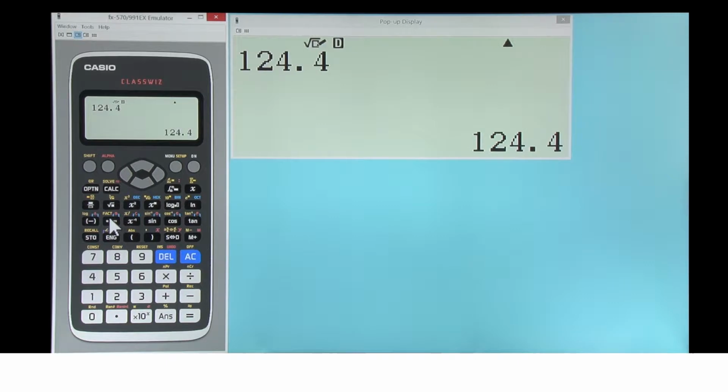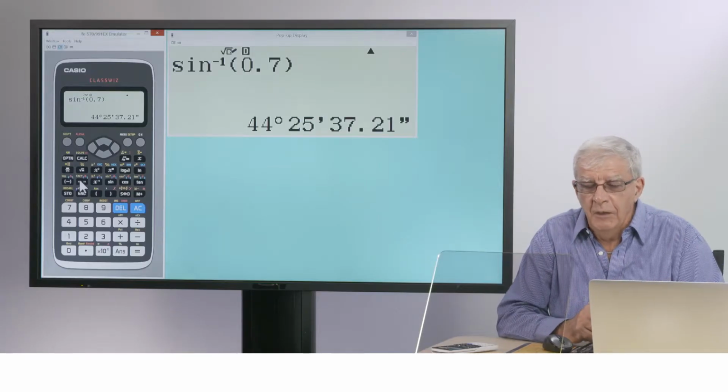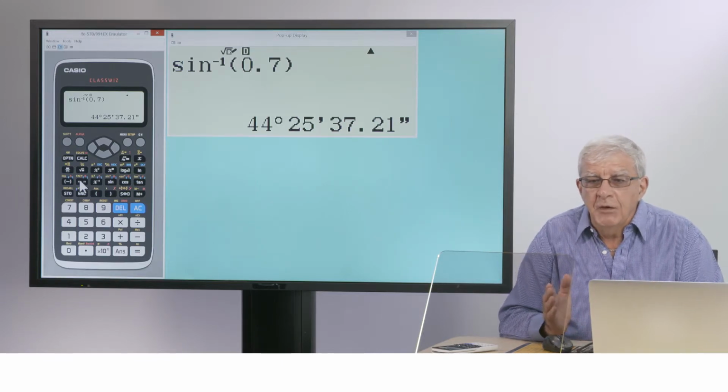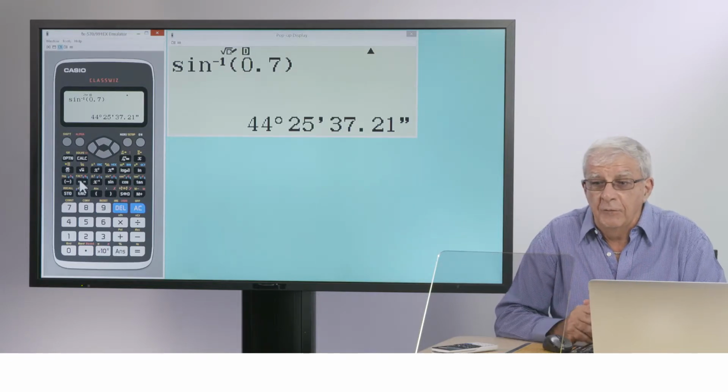This can be very useful when we find the inverses of sines and cosines. So, for example, to find the inverse of the sine of 0.7, we tap shift and sine. You can see the inverse sine symbol there. 0.7 is telling us what angle has a sine of 0.7. And if we tap equals, we get a decimal angle, but we can tap degrees, minutes and seconds and get the angle in a more appropriate format. The ClassWiz gives only one result for the inverse function. So it gives only one angle with a sine of 0.7.